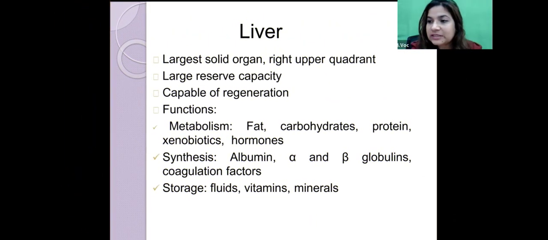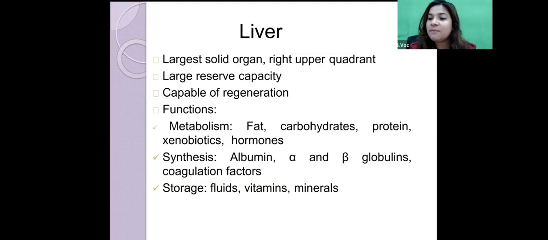So, first of all, what is the liver? The liver is a versatile organ, the central organ of the body's metabolism, independently involved in many biochemical functions. It performs several diversified functions in the body. It is the largest solid organ, located in the right upper quadrant. It is large, has a large reserve capacity, and the cells of the liver have the highest capability of regeneration. Let's discuss some of the functions that are performed by the liver itself.